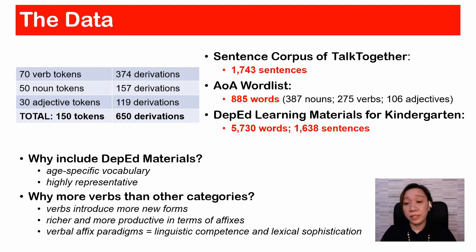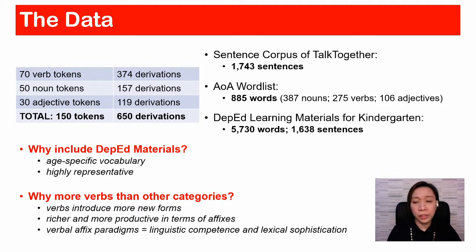Overall, the basis of the data used for analysis are the sentence corpus of TalkTogether project consisting of 1,743 sentences, the age of acquisition list of words with 885 total words, and the DepEd learning materials for kindergarten with 1,638 sentences. From these, we were able to generate 374 derived words from 70 verb tokens, 157 derived words from 50 noun tokens, and 119 derived words from 30 adjective tokens, with a total of 650 words for analysis.